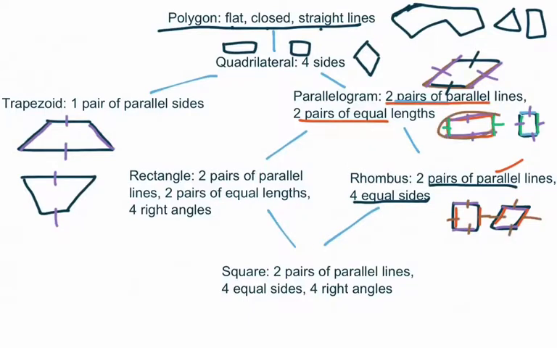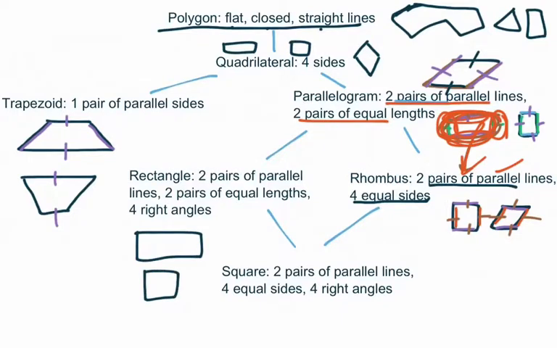So this shape that I drew up here could not be a rhombus because it has one pair that's one length, and then the second pair is a different length. So this shape could not go there under rhombus, but it is a parallelogram. So a rectangle has two pairs of parallel lines, two pairs of equal lengths, but four right angles. Okay, so it could look like this or like this.